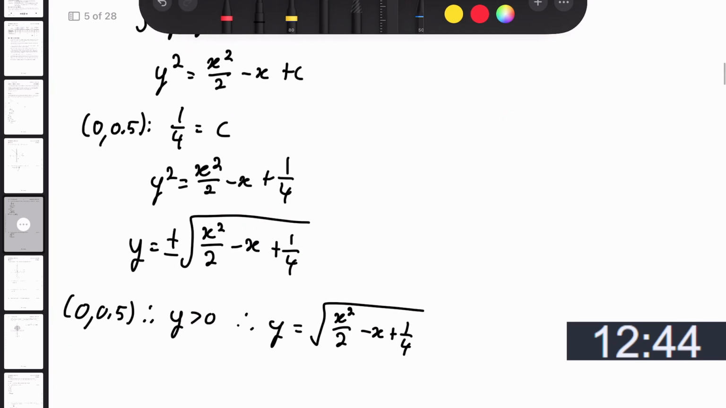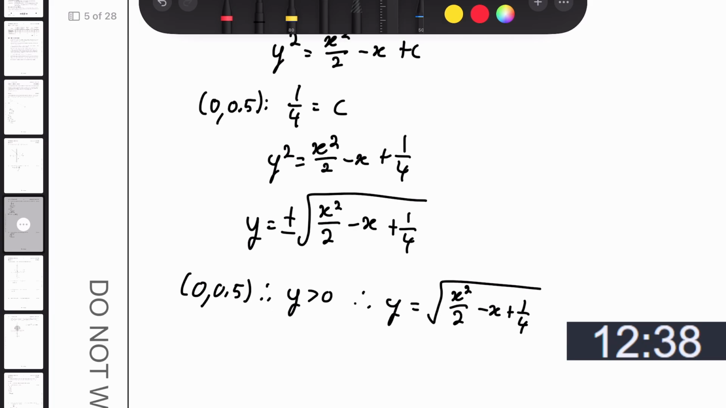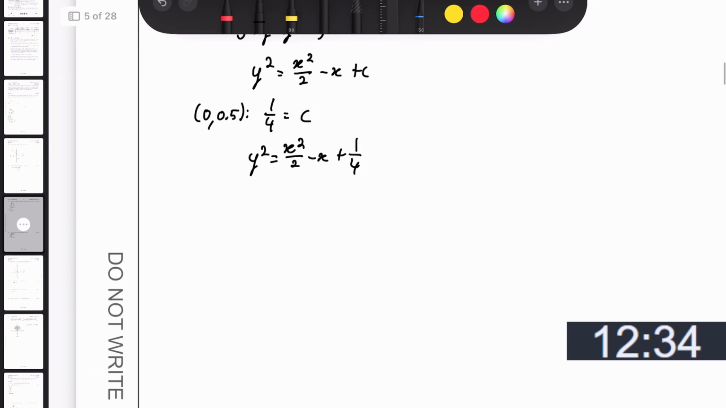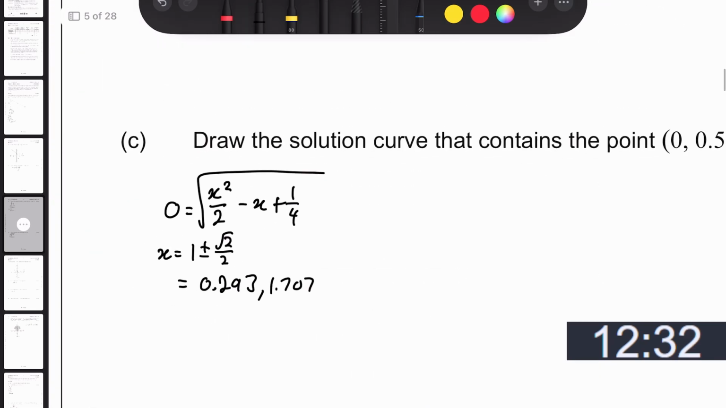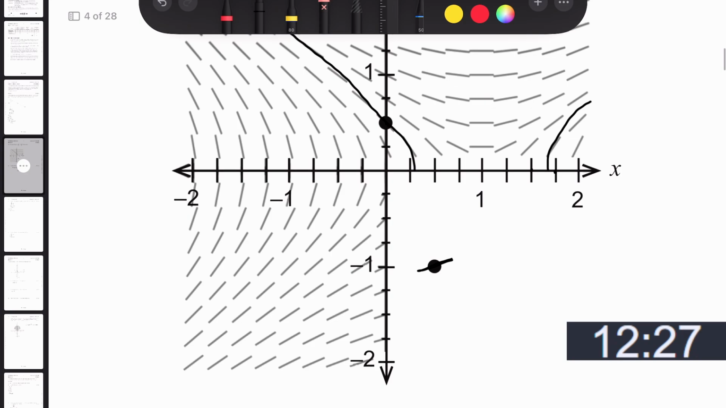Or do I just stick with this top one, the y squared one? I don't know. Oh my god. I'm just gonna do the full thing. Y squared, y squared, y squared. Y squared. Okay. So solve y squared equals square root 2 minus x plus 1 or 1 4.